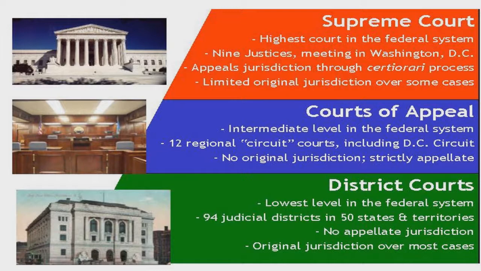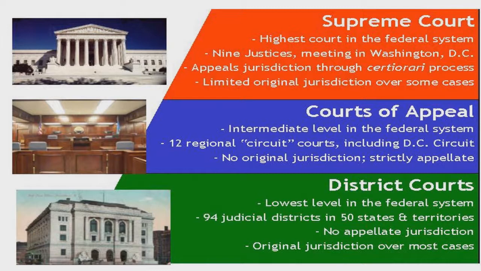In the midsection, the blue section on here, there are the courts of appeal. They are the intermediate level in the federal system. They sit in the middle. There's 12 regional circuit courts, including the District of Columbia circuit, and they only judge on the district court cases that have happened. They only judge whether the decision was right or wrong after appeal. So they don't judge based on new facts or anything like that. They only judge whether the decision was correct or not.